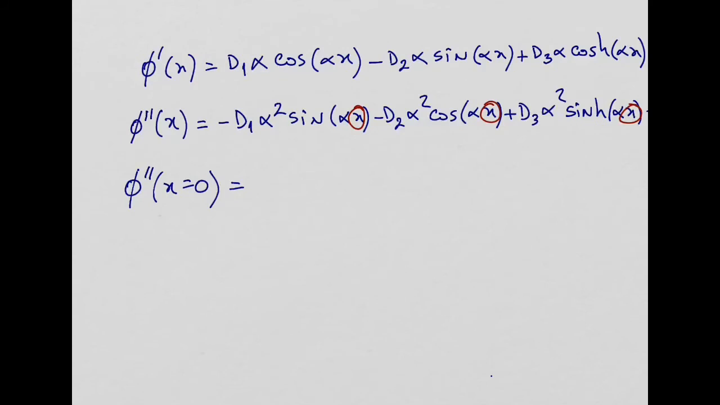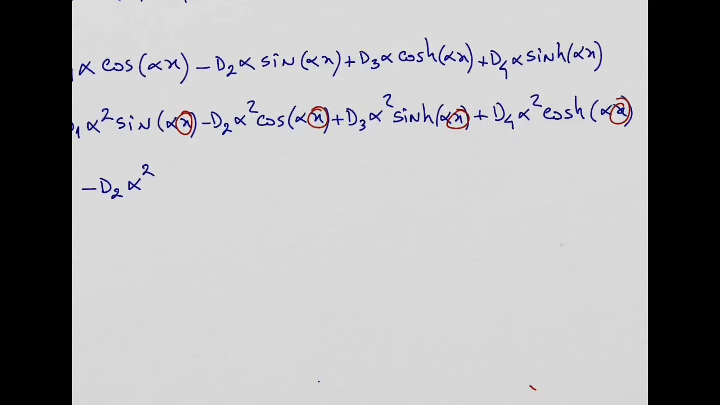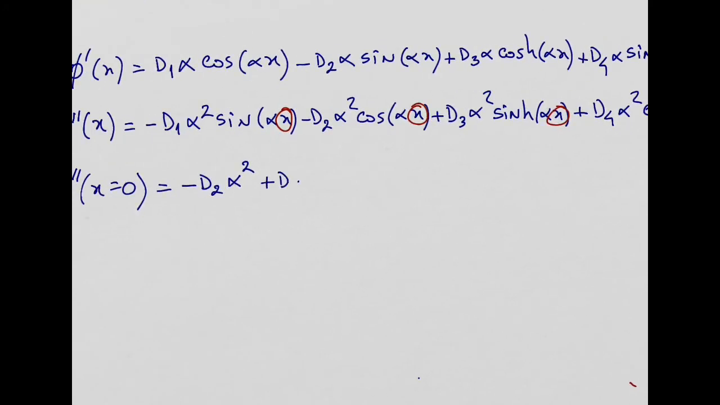So again, sine of 0 is 0, so d1 goes away. Cosine of 0 is 1, so we will have minus d2 alpha square. Hyperbolic sine of 0 is 0. Hyperbolic cosine of 0 is 1, so we will have plus d4 alpha square. And this needs to be equal to 0 because of the moment boundary condition. Moment for x equal to 0 is equal to 0. So this alpha squared goes away, and then we end up having this equation.